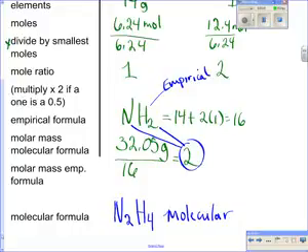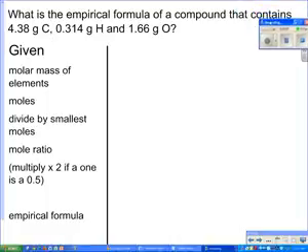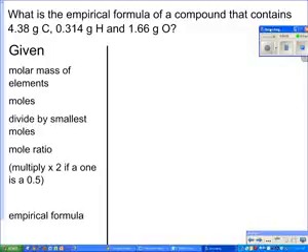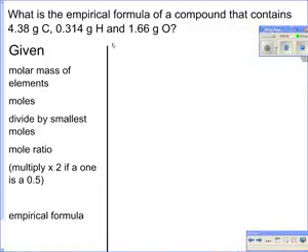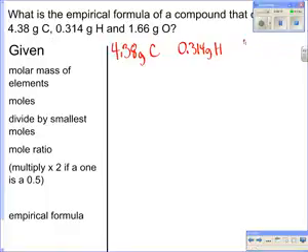Pretty basic and simple. Now, I want to go ahead and work one that does not come out even. I also noticed that in this particular problem, I did not give you percents. I actually gave you grams. And grams just saves us a step. We don't have to change our percents to grams. We can just write it down. So what am I given? I'm given 4.38 grams of carbon, 0.314 grams of hydrogen, and 1.66 grams of oxygen.